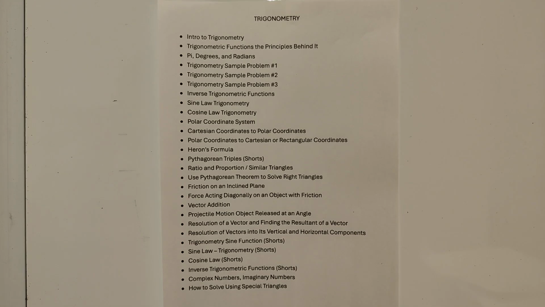Next, the next three topics are just examples of trigonometric problems. So there's 1, 2, 3. Next is inverse trigonometric functions. Trigonometry is about ratios of sides. So if you have the ratio of the sides, you can get the angle of that side. So it's in inverse trigonometric functions.